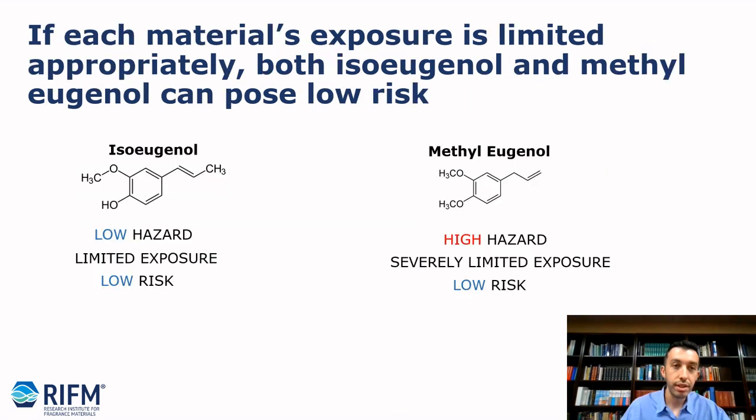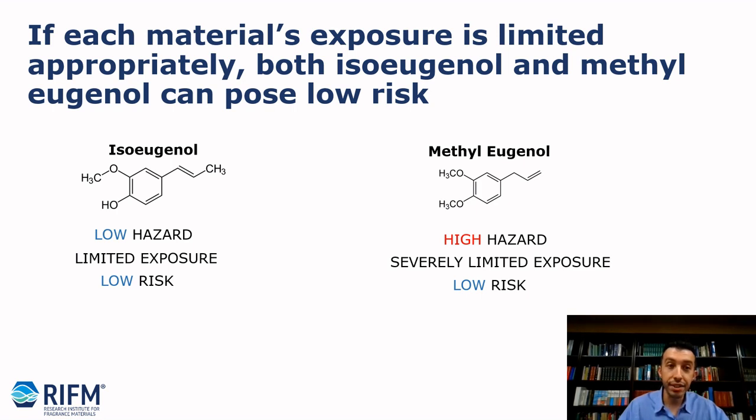This finally brings us to risk. We've established that the hazards posed by isoeugenol are much lower relative to those posed by methyleugenol. And thus, if they had equal usage levels, then methyleugenol would be much riskier. However, thanks to limits placed on exposure by RIFM's MAC calculations and the resulting IFRA standards, this is not the case. Usage levels of methyleugenol are severely limited to levels low enough that we are confident that they can be used safely. Thus, due to the differential limits placed on exposure between the two materials, both isoeugenol and methyleugenol can be low-risk materials.